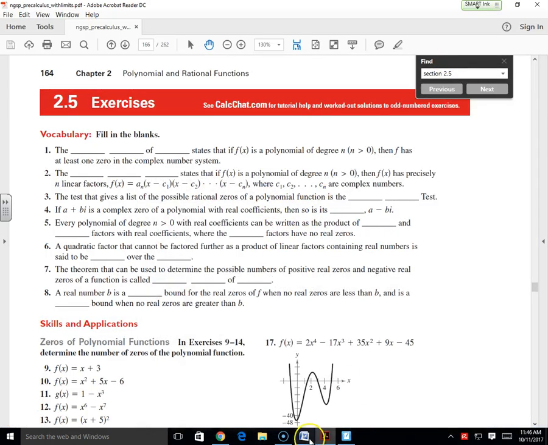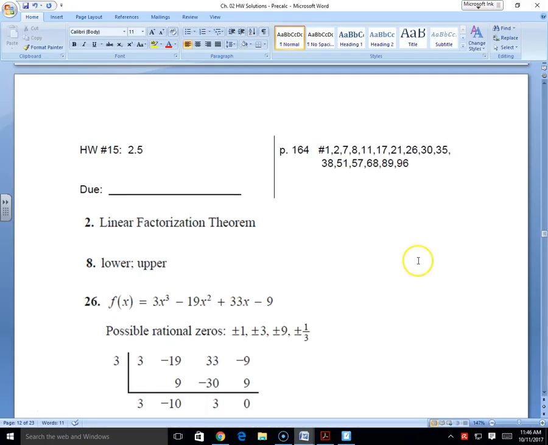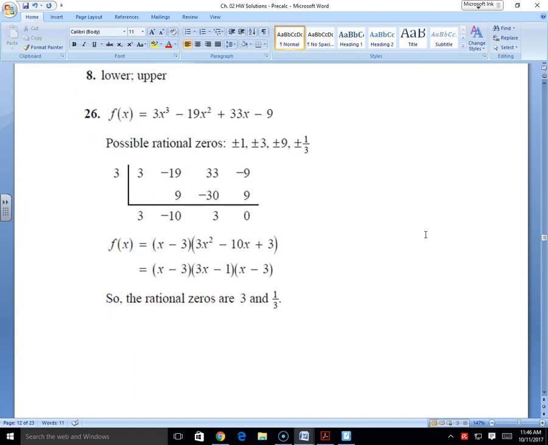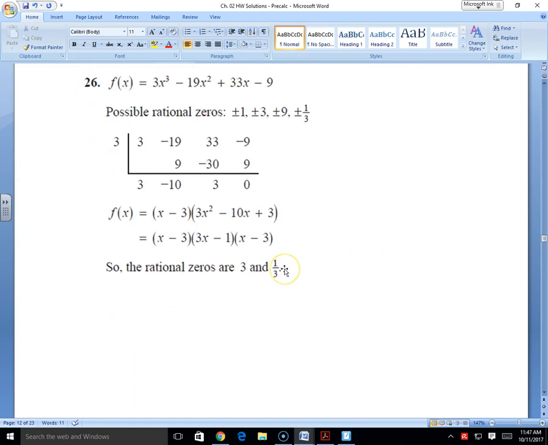So let's come back. Section 2.5, evens. Number 2 is the linear factorization theorem. Number 8, lower and then upper. Number 26, you guys can see at the very end. Really quickly, let me show you the difference. I'm actually going to do it with my mouse so people on the video can see as well.